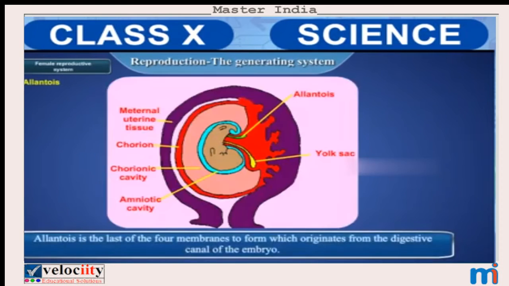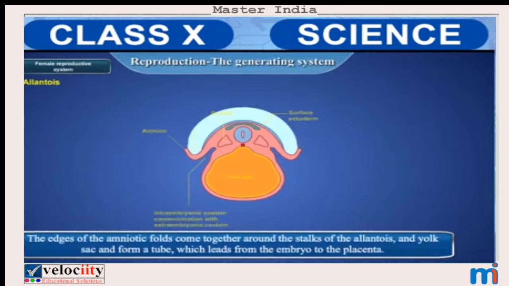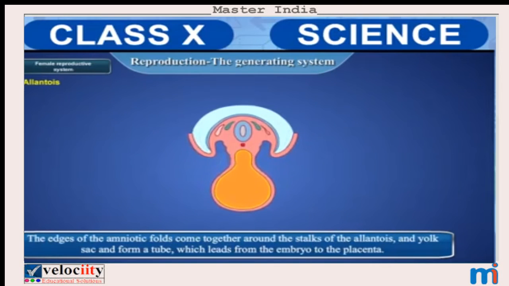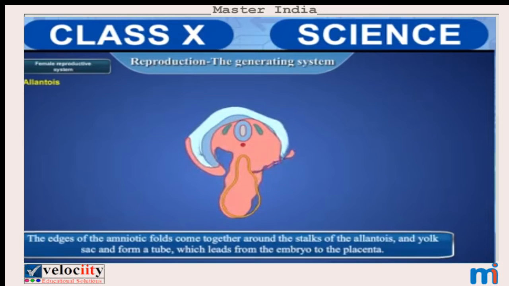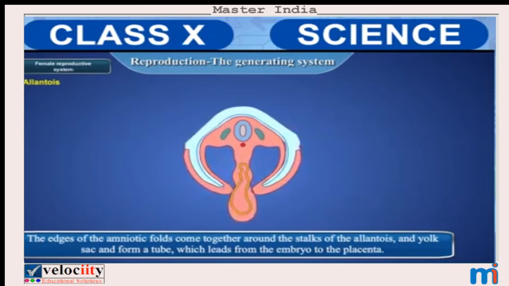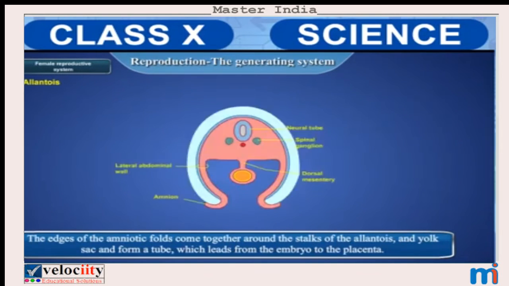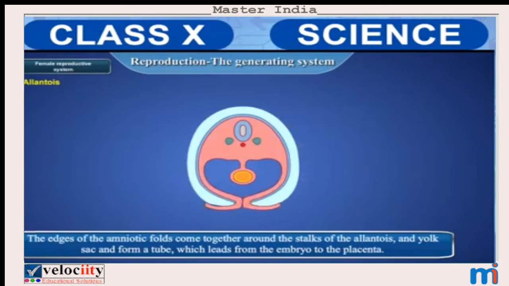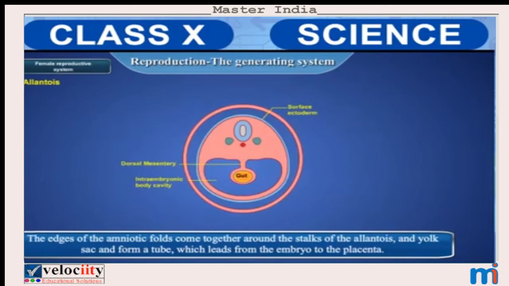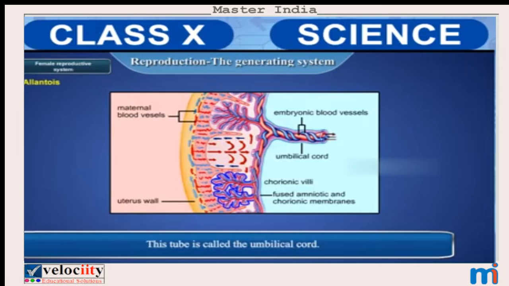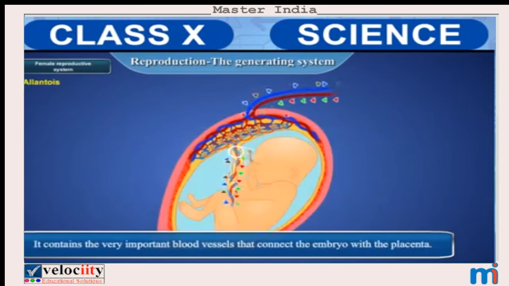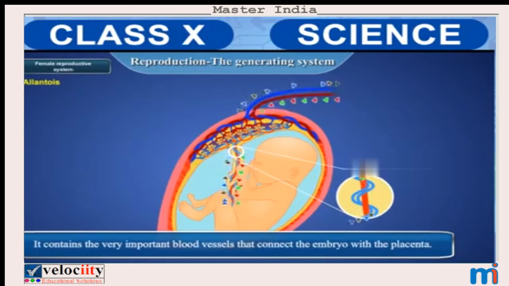Allantois. Allantois is the last of the four membranes to form, which originates from the digestive canal of the embryo. The edges of the amniotic folds come together around the stalks of the allantois and yolk sac and form a tube, which leads from the embryo to the placenta. This tube is called the umbilical cord. It contains the very important blood vessels that connect the embryo with the placenta.